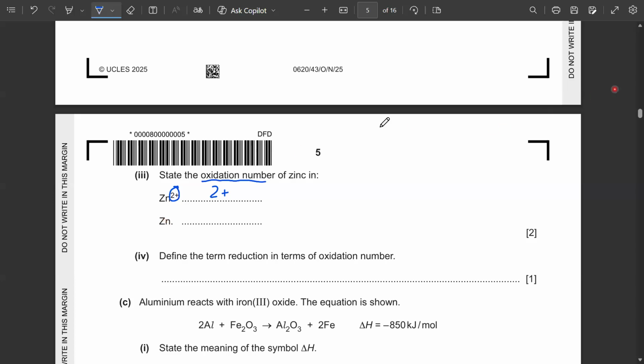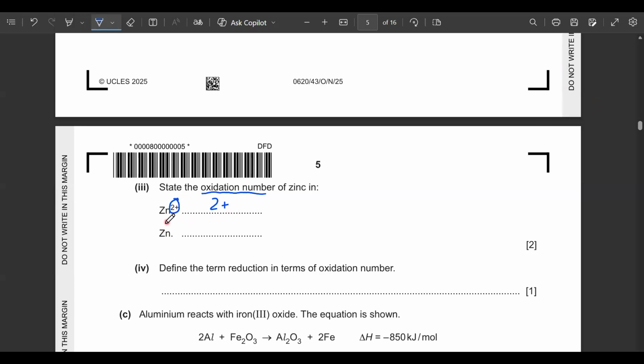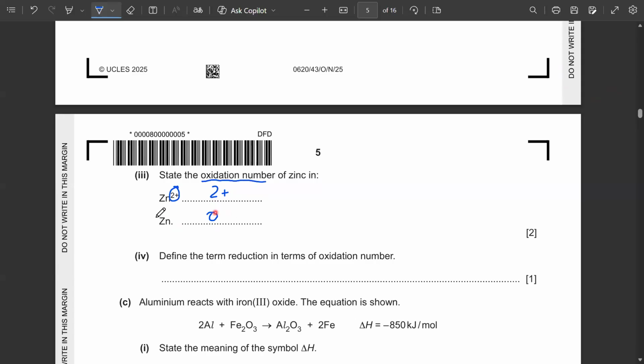And in the second case, the Zn does not have any charge mentioned here. That means its charge will be 0. Do not incorrectly state +1, because +1 will definitely be an ion. It is not an ion. So its oxidation number will be 0 here.